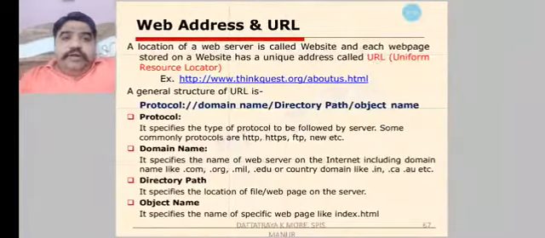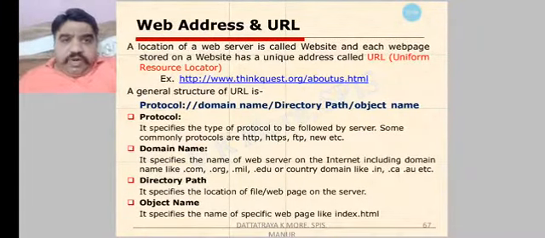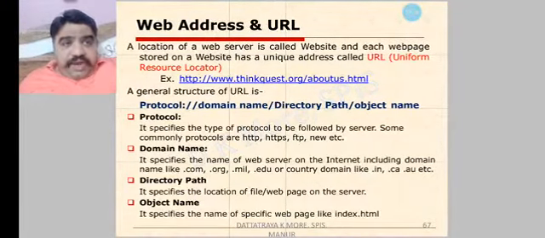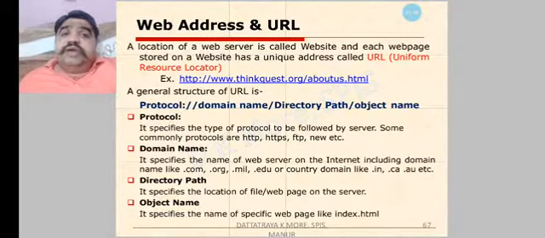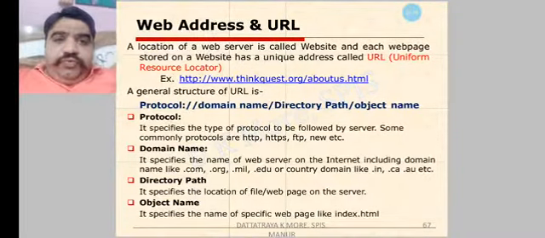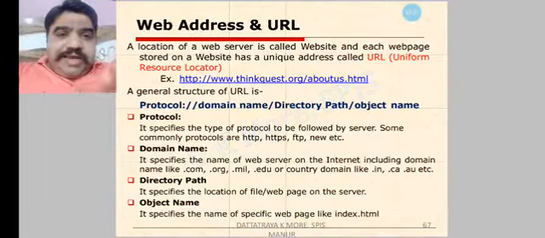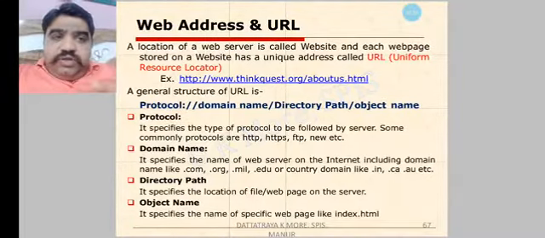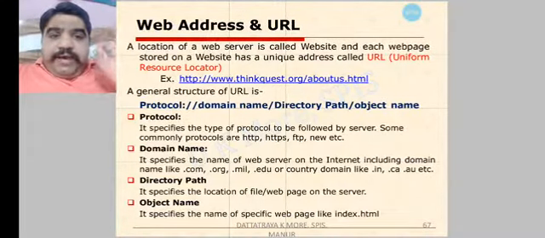Let us move ahead. Web address and URL. What is meant by web address or website address? The location of a web server is called a website, and each web page stored on a website has a unique address called a URL, Uniform Resource Locator. An example is in front of you: http://www.thinkwest.org/aboutus.html. This is one kind of URL, one web address.